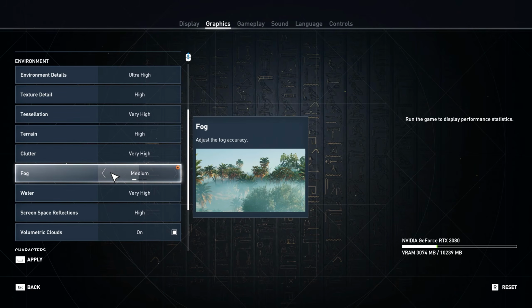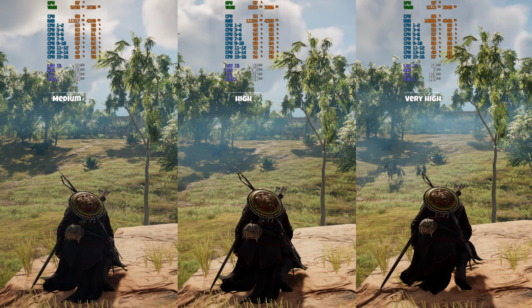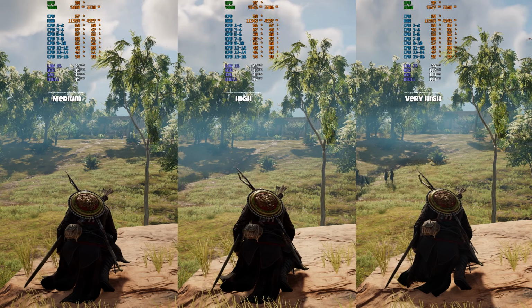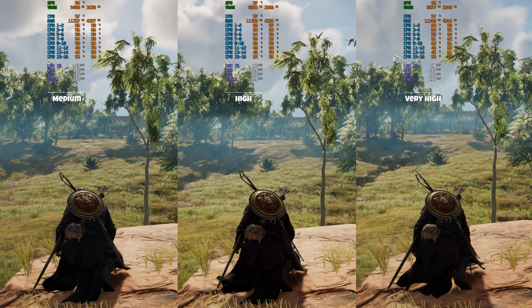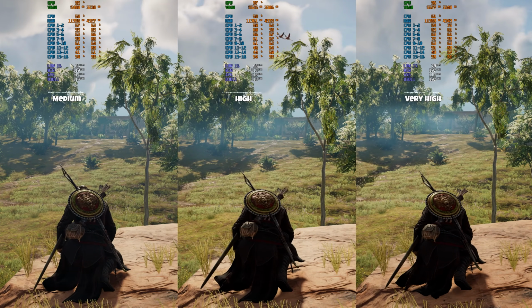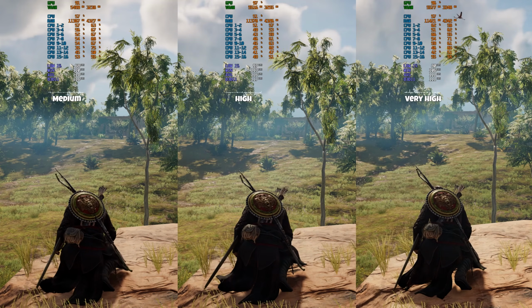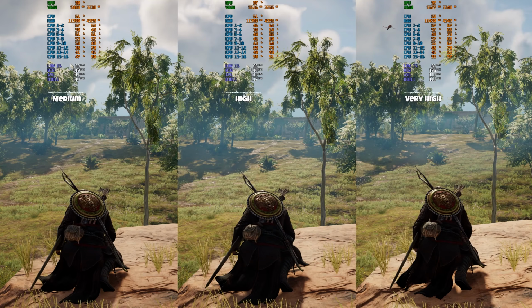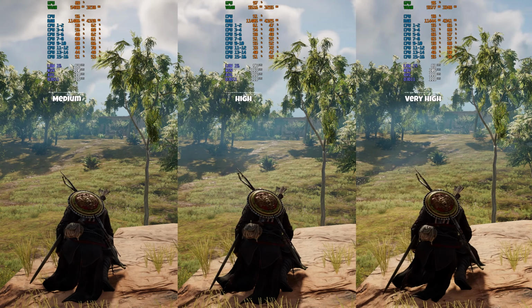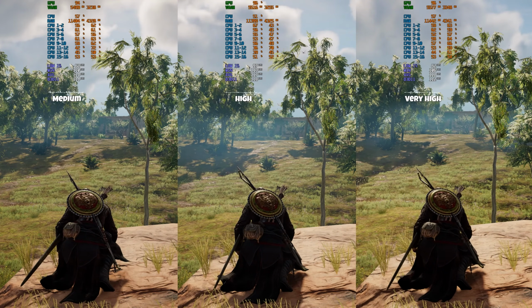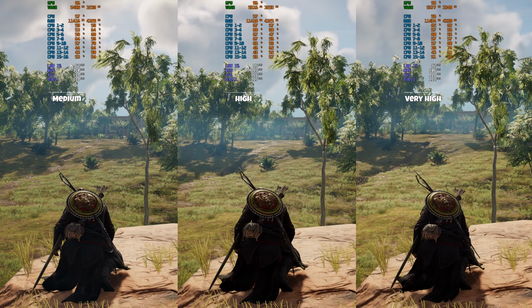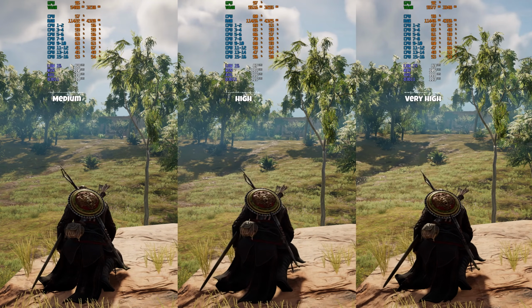Now looking at fog, we can see that there is a minor difference between high, medium, and very high. You can see that at medium, the fog is very thick. It doesn't have a lot of form to it, whereas high and very high have a bit of a form, where very high has more of a bottom layer, where in high, the layer kind of dissipates, and in medium, it's just random fog all over the place. It's a minor visual difference.